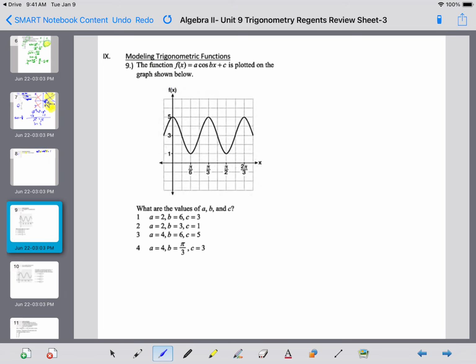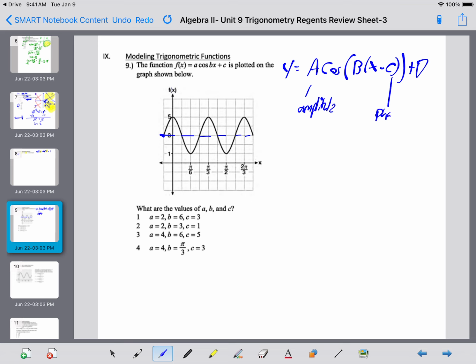For this question, modeling trig functions, we have the midline. Remember, y equals a... Oh, they actually gave it. Well, let's rewrite it because there's more. y equals a times cosine of b times x minus c plus d. A is your amplitude. C is your phase shift. D is your midline. B indirectly gives you the period by using the formula 2 pi over b.